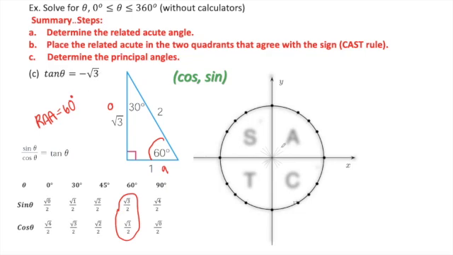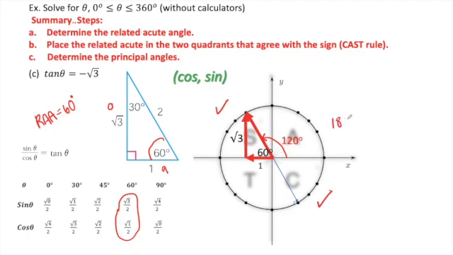So we know negative is going to be in our C quadrant and our S quadrant, because it can't be where it's positive, which would be the T and the A. Okay, so you're going to draw that 60 degree related acute there, and also the 60 degree related acute in your cosine quadrant. Then you're able to use your triangle and figure out that your principal angle is 120 degrees there.